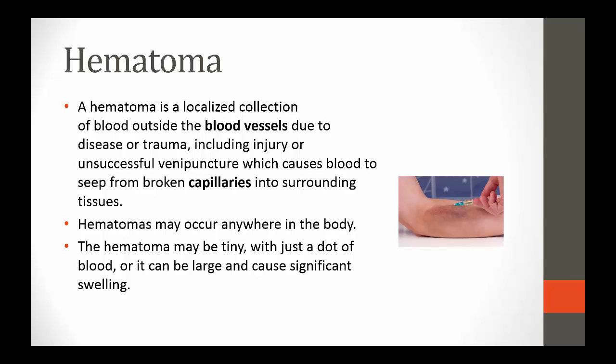Finally, there's a concept or a condition known as a hematoma. A hematoma, as you can see in the diagram, is a localized collection of blood outside the blood vessels, which may be due to disease or trauma, including injury or unsuccessful venipuncture, which causes blood to seep from broken capillaries or tiny blood vessels into the surrounding tissues.